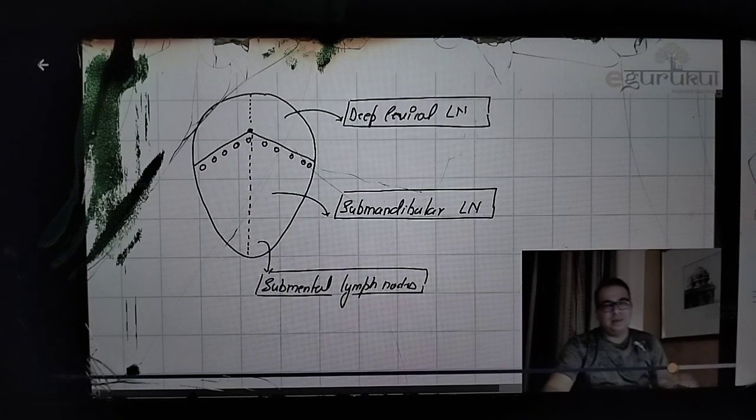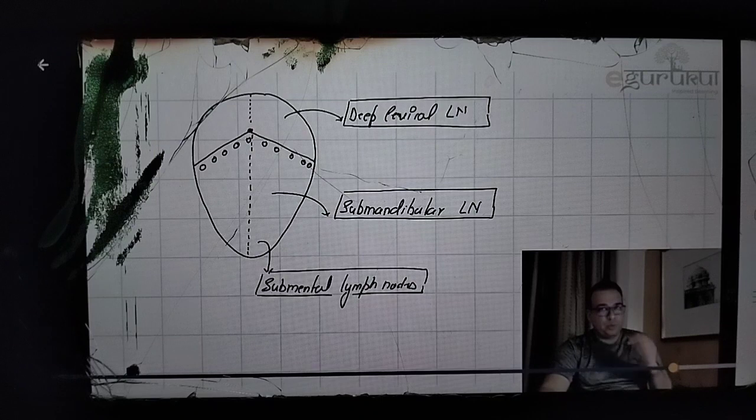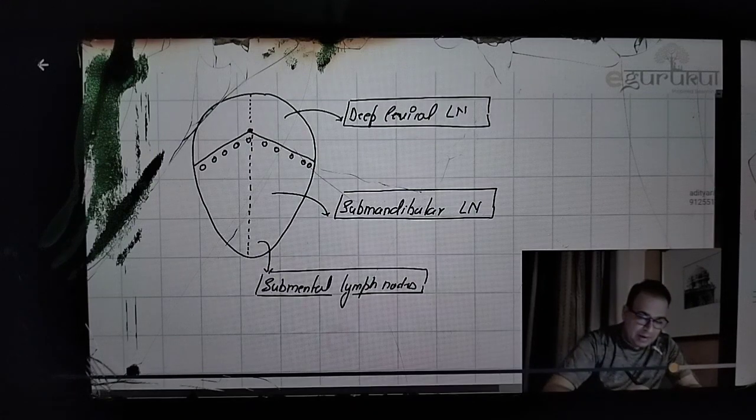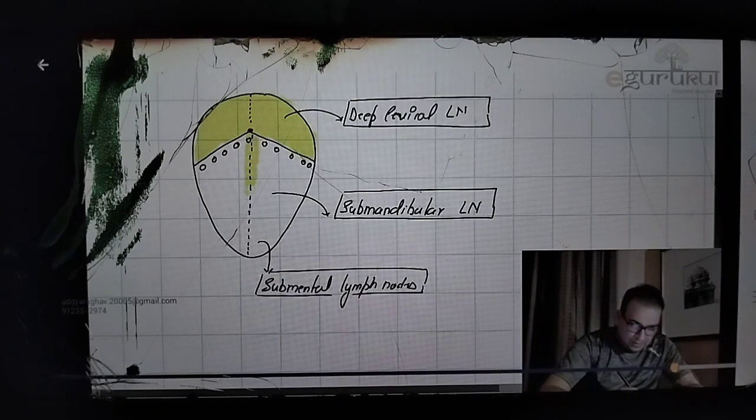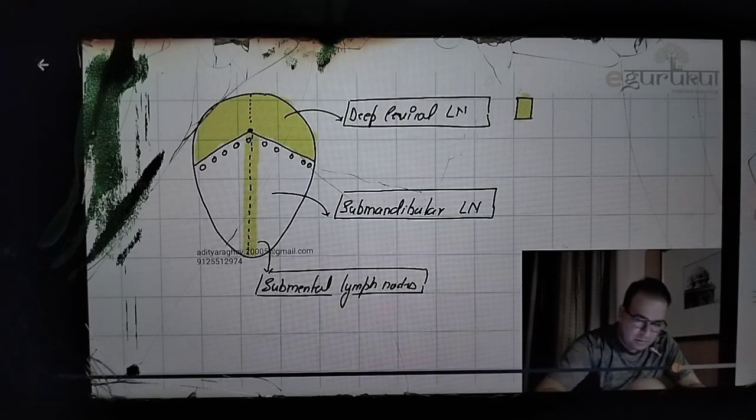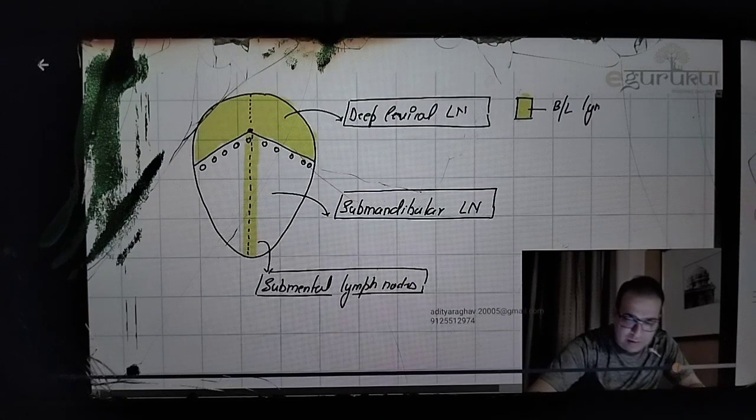Posterior one third into the deep cervical, anterior two thirds, the major part, into the submandibular, but the tip of the tongue into the submental. The important thing is the portion which has bilateral lymphatic drainage. Let me highlight that for you. The posterior one third of the tongue, and the areas which are close to the midline, including the tip also, have bilateral lymphatic drainage. This yellow highlighter I'm using here is for the bilateral lymphatic drainage.